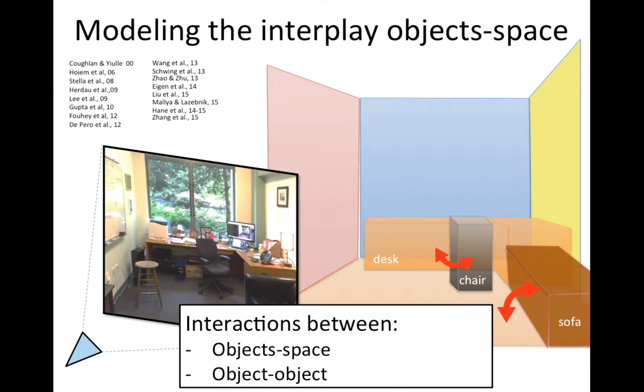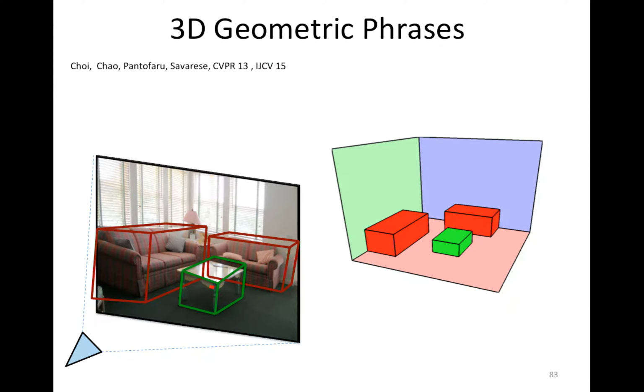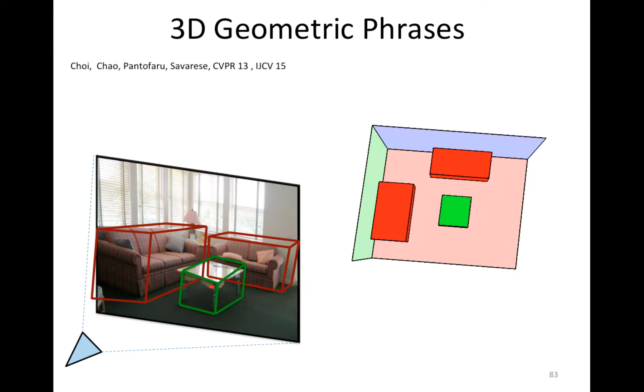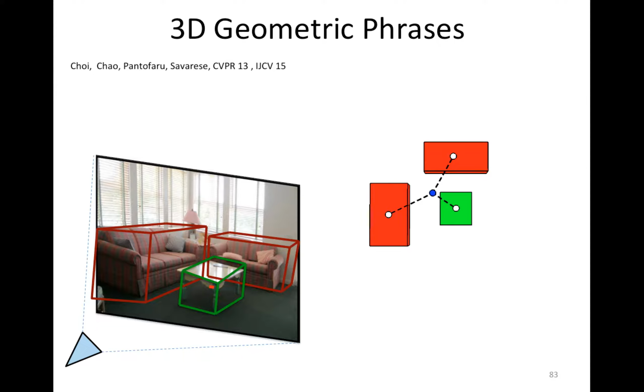Now, equipped with any of those simplified representations for the 3D space, for instance made of a number of planar surfaces, the question is how to model the interplay between object and space and objects and objects. One idea we explored is the concept of 3D geometrical phrases. Similar to sentences that relate words in fixed grammar structure, 3D geometrical phrases capture the typical geometric and semantic relationships between groups of objects that frequently occur in the 3D space. On the right, we can see an example of a geometrical phrase, the dashed line, that relates the two sofas and the coffee table.